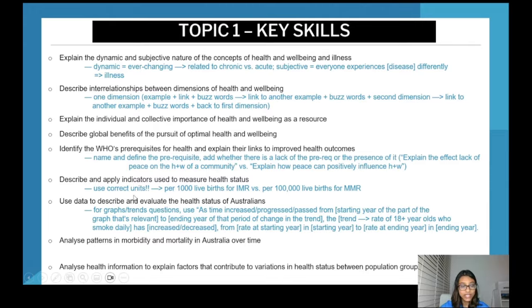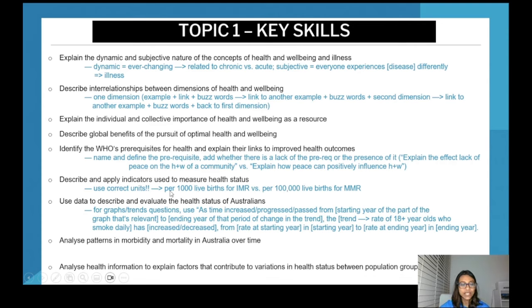So always, always, always use the correct units and be super mindful of what you're trying to relate one indicator to in terms of numbers and their units. So we've got per 1,000 live births for IMR, infant mortality rate, compared to per 100,000 live births for MMR. And I'm hoping these are the right ones. Yeah, because I used to think it was 10,000, but then I double checked and it was 100,000. So hopefully that is the right one.